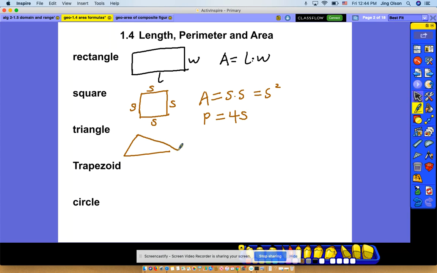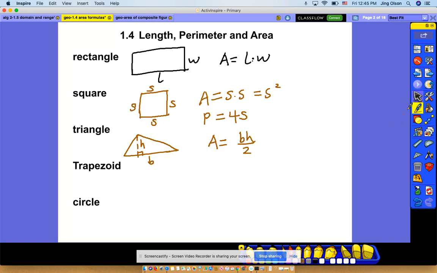Triangle area. Some students might say, oh, it's base times height. It's not base times height, it's base times height divided by 2. So this is the base, and this is the height. So don't forget to divide it by 2 when you find the area of a triangle.